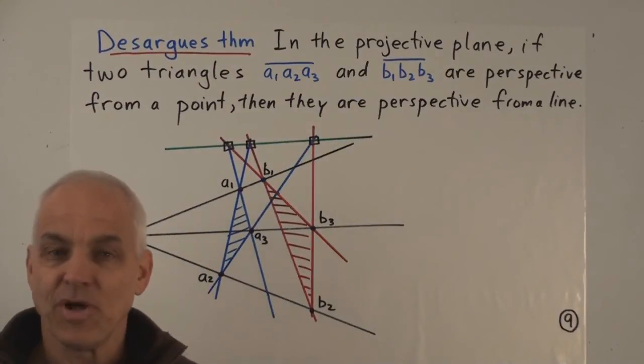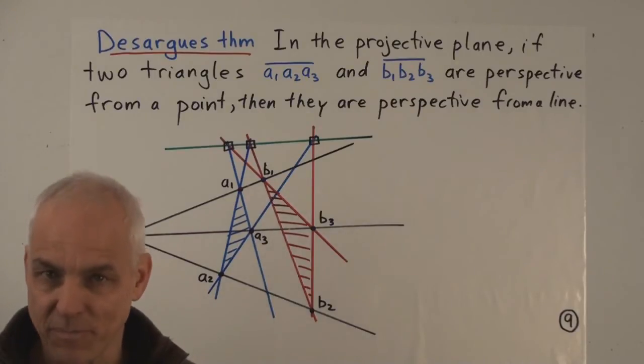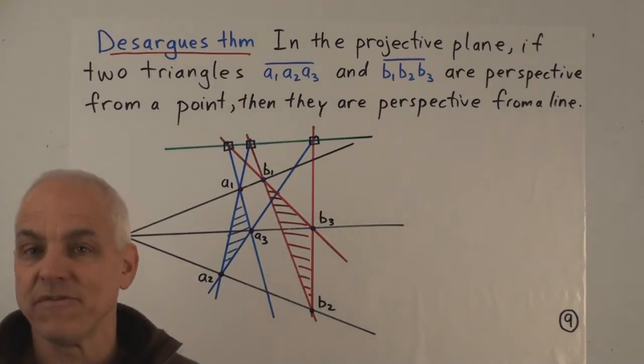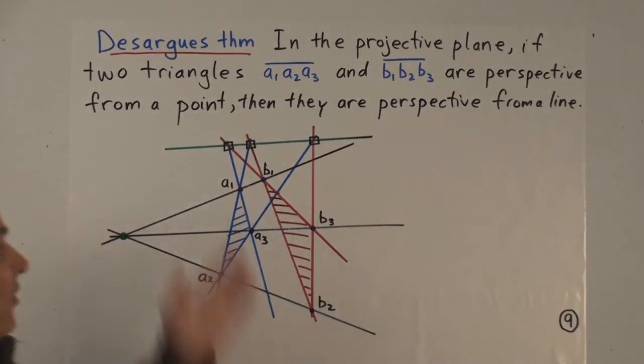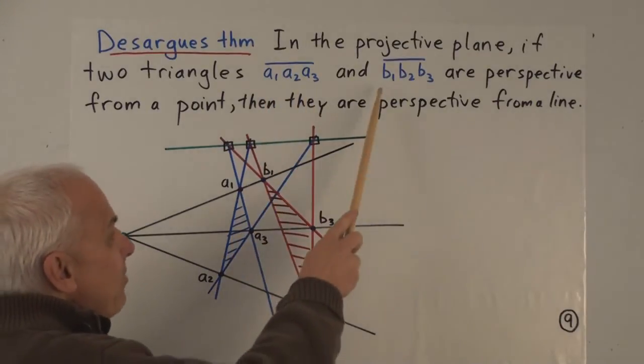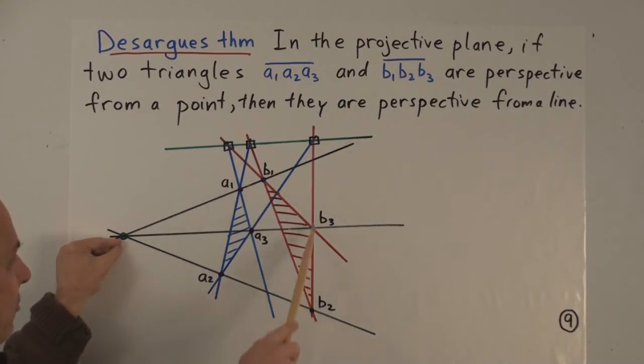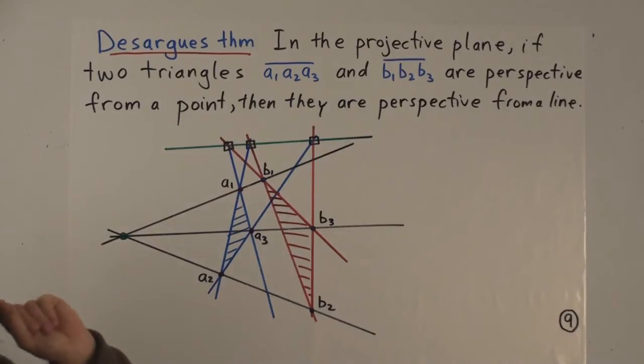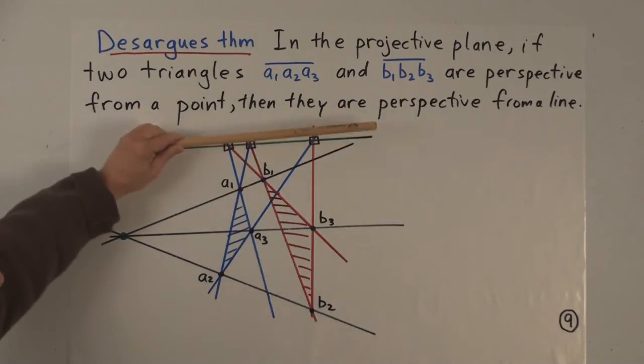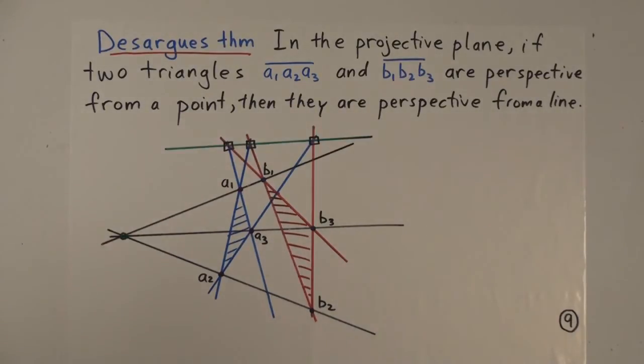Now we need to introduce one of the other great theorems of projective geometry, going back to the founder of the subject, Gerard Desargues, who in the 17th century proved the following result: that in the projective plane, if two triangles A1, A2, A3 and B1, B2, B3 are perspective from a point, there they are, there's A1, A2, A3, and there's B1, B2, B3, then they are perspective from a line. They're perspective from this line here.